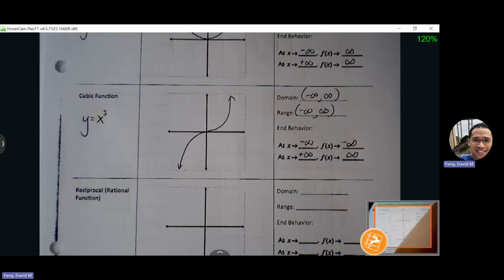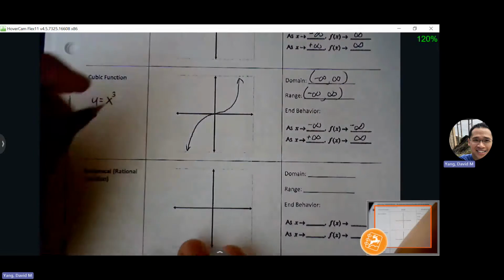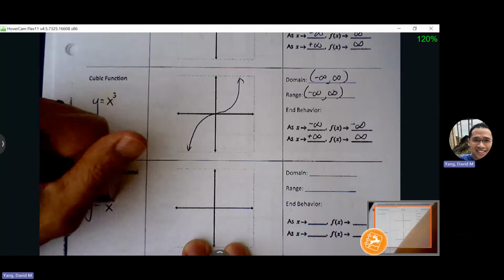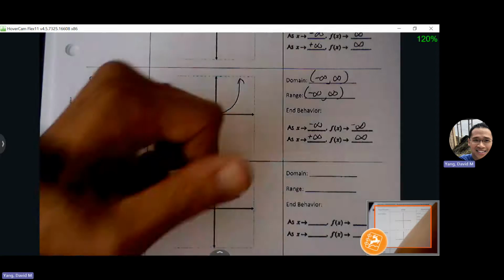Reciprocal, these are rational functions. This is where you have an x in the denominator and potentially an x in the numerator. The parent function is going to be 1 over x. And typically with rational functions, you're going to have at least one vertical asymptote and also one horizontal asymptote. Not all, but the ones that we work with are going to have a vertical and a horizontal asymptote.